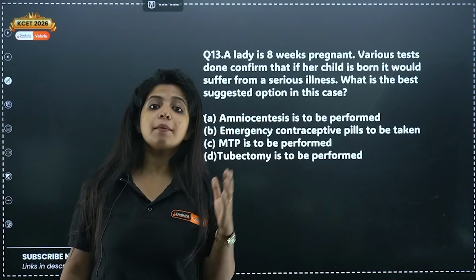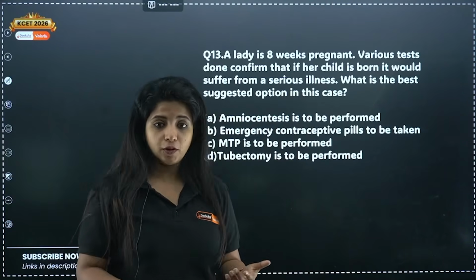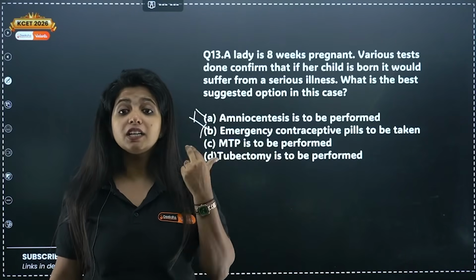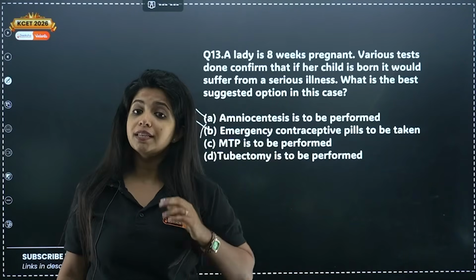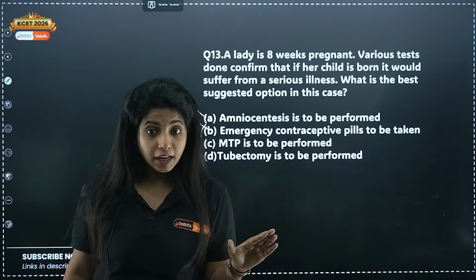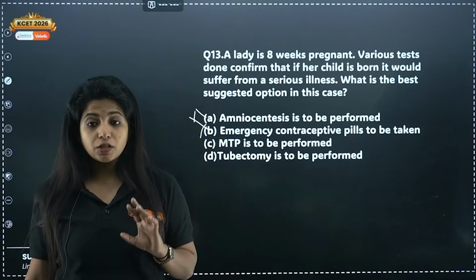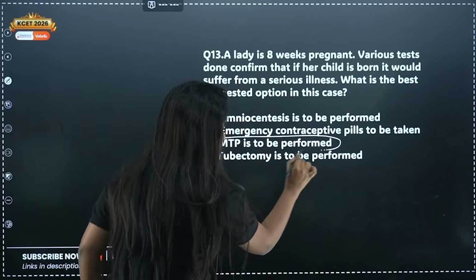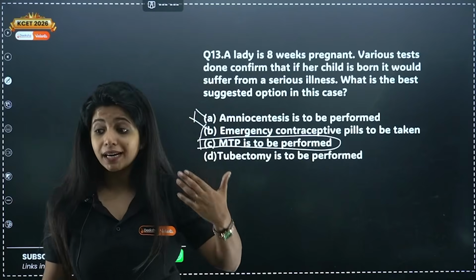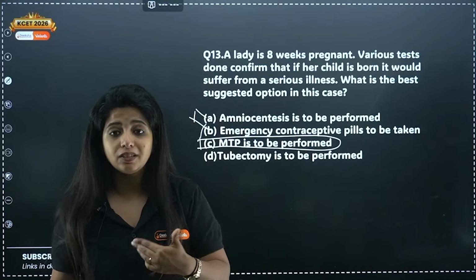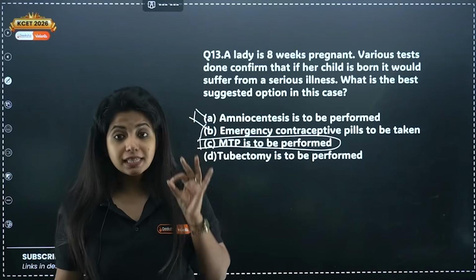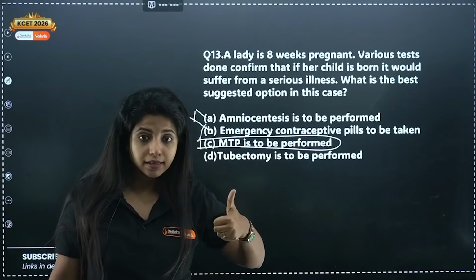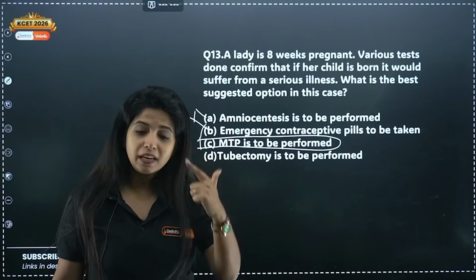Emergency contraceptive pills to be taken. That has to be taken before conception happens, before the baby is being formed. So obviously no. MTP is to be performed. What is MTP? Medical termination of pregnancy, or you also call this induced abortion. This is not natural abortion, you're inducing it. But the best way to deal with this particular case is what? MTP. Why? Because the baby is born with a serious illness, might probably die later on, might have some serious problems later on as well. So MTP is considered if it is a risk to the mother's life, or if it is risky to the baby's life as well.